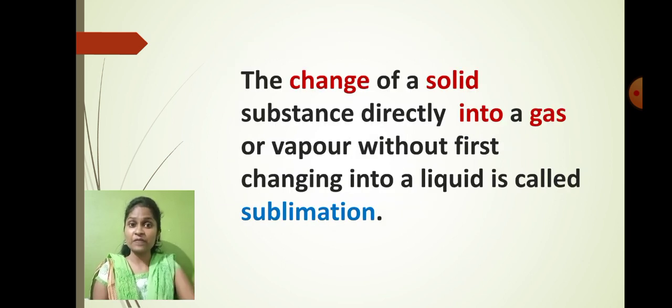And what else have we learned today? We have learned about sublimation. So what do we exactly mean by sublimation? Sublimation is the process where a solid substance directly changes into gaseous form without changing into liquid. So this process is called what? Sublimation. Understood, students?